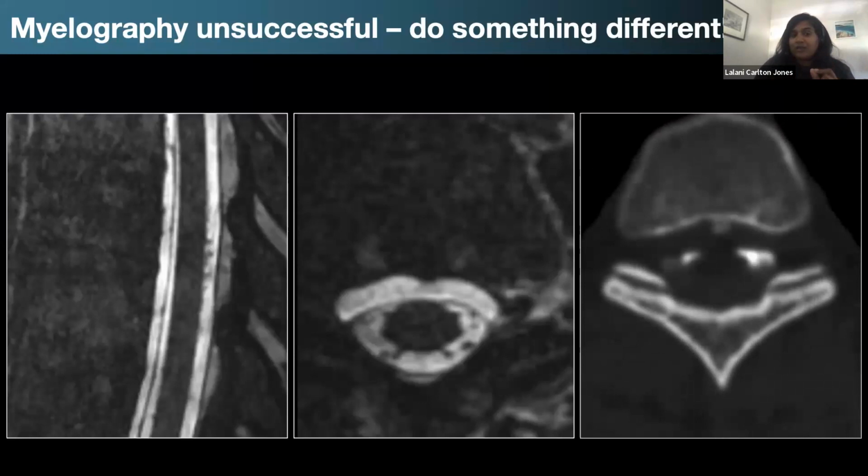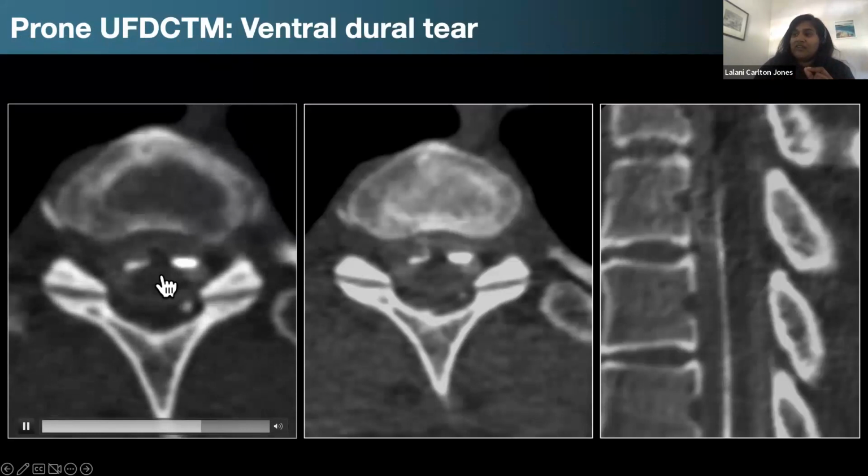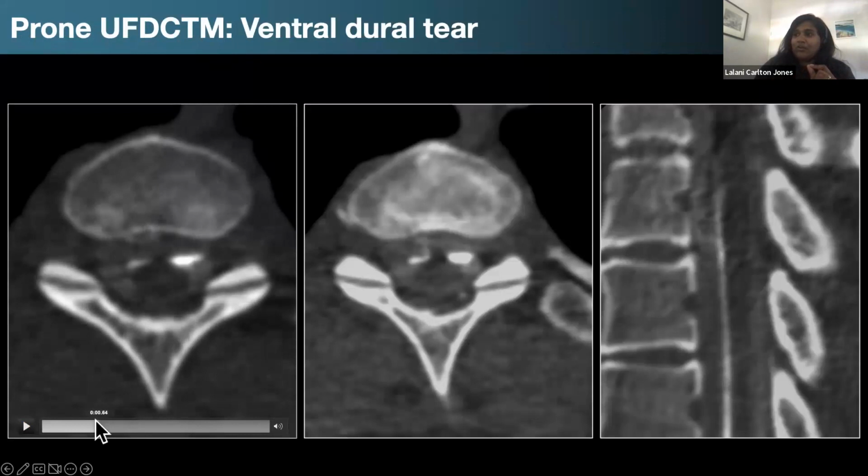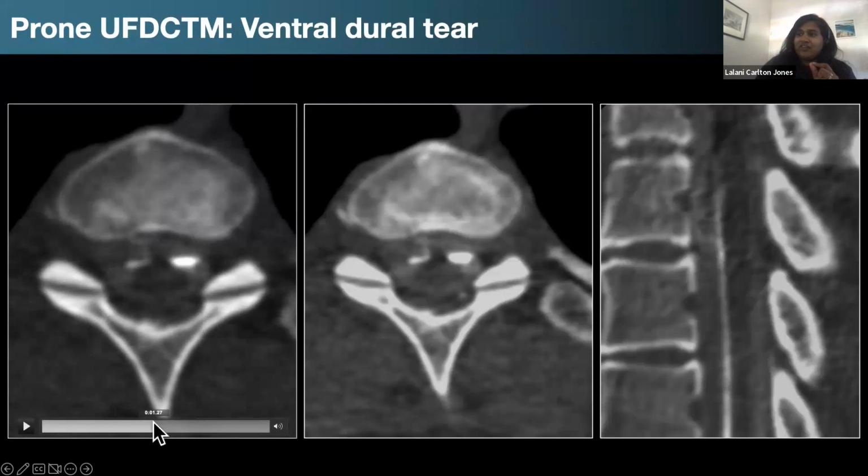So what we did was we got them to really narrow down the field of view. And what you see again here is this filling defect, but I hope you can appreciate from this, it's very subtle. But what you can see here is that just to the right of the midline, there's a little streak of contrast which comes out like this. See this here?